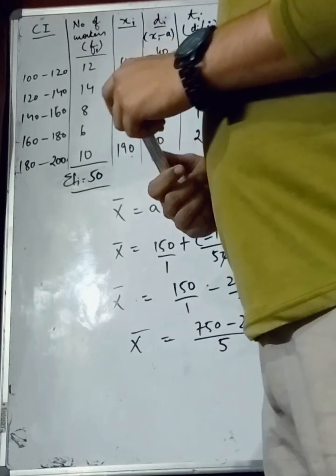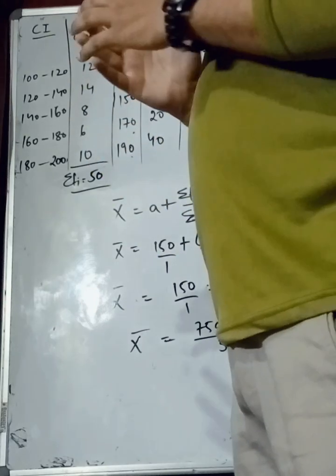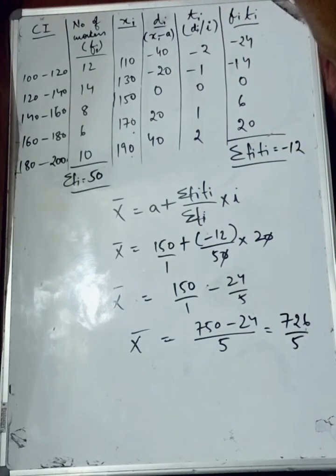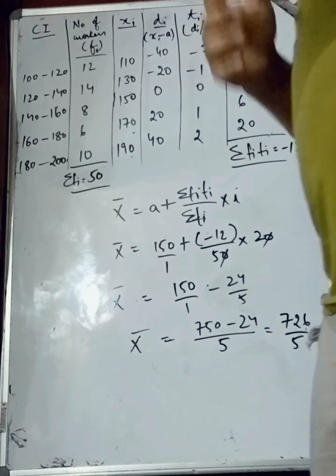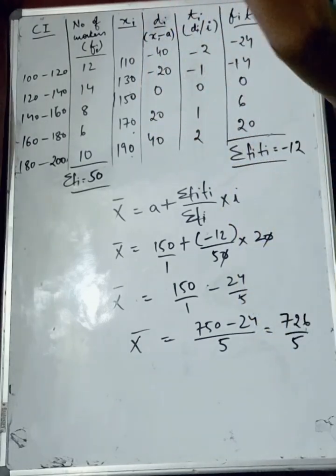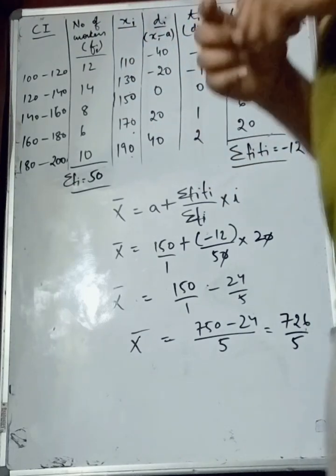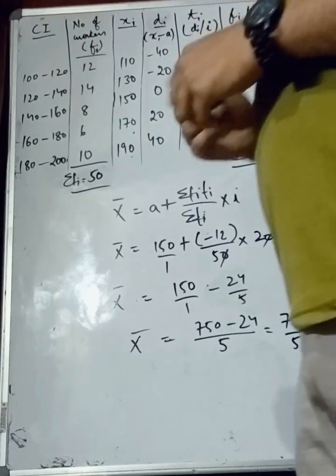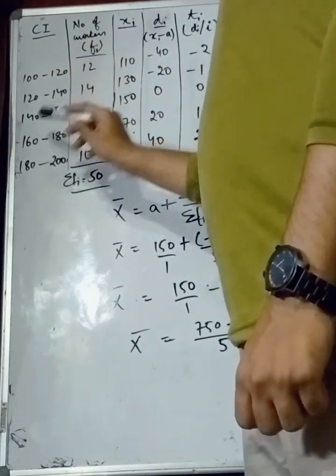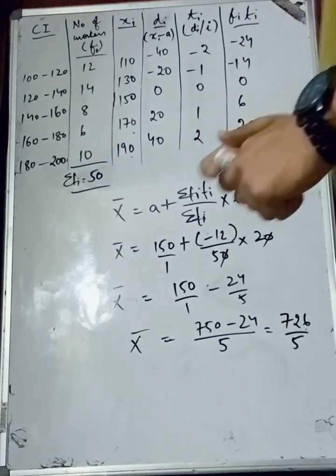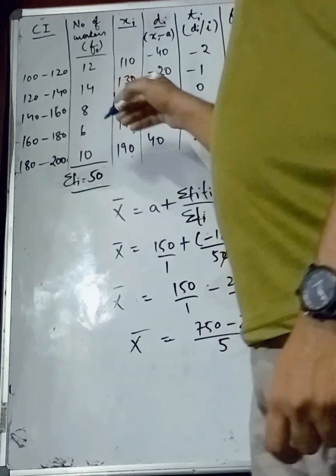Over here we are given class interval and frequency. Just remember that class interval and frequency will be there if you are solving the question of statistical mean, and if you are solving the continuous series question. Here we are given class intervals 100 to 120, 120 to 140, 140 to 160, 160 to 180, 180 to 200. Frequency is given: 12, 14, 8, 6 and 10.